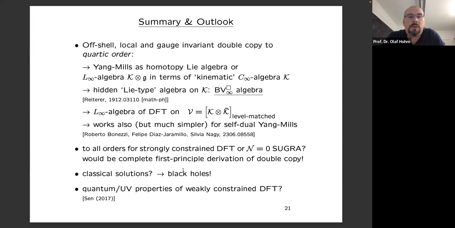And so what are the open questions? The biggest one, of course, is that we're supposed to do this to all orders, even just for strongly constrained double field theory. We've done this to quartic order, and there the construction is already quite complicated, especially the structure of the B3 that I haven't given you is quite complicated. So in order to have a complete first principle proof or derivation of double copy, we really have to do this to all orders, which requires understanding this underlying BV infinity box structure much better.